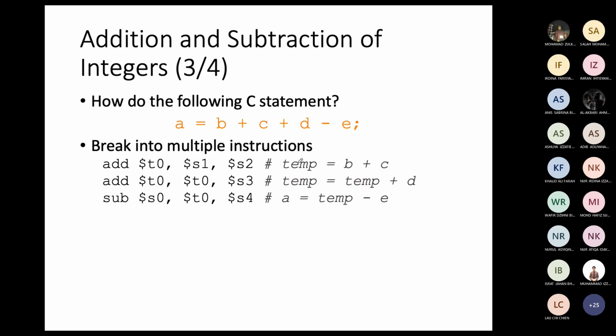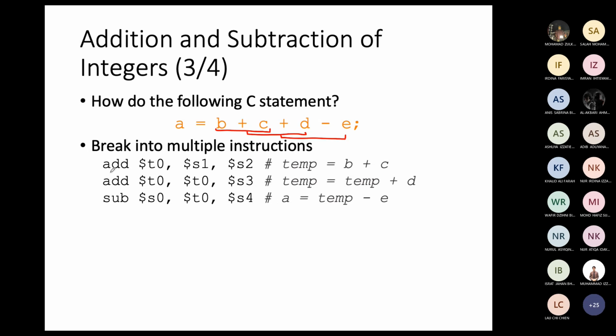So in this case, assembly language can only operate one instruction or one operation at a time. For B plus C plus D minus E, you first operate B plus C, then add the result with D, and then subtract E from the result. The first one is B plus C, here $S1 plus $S2.